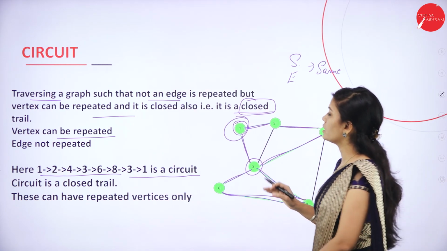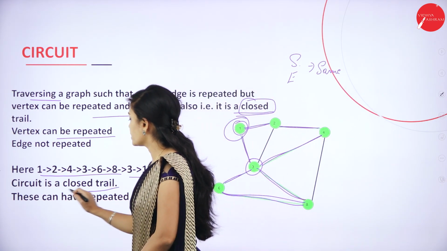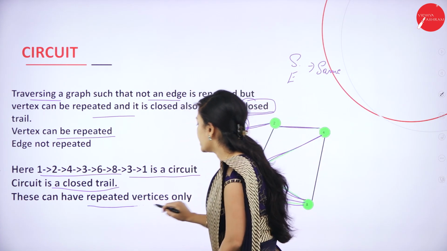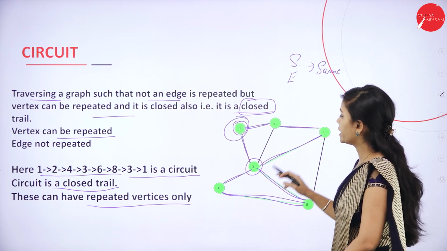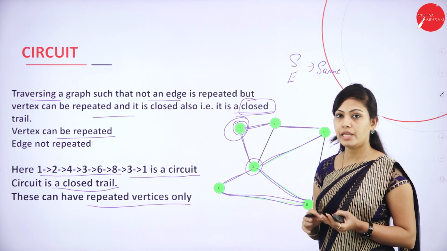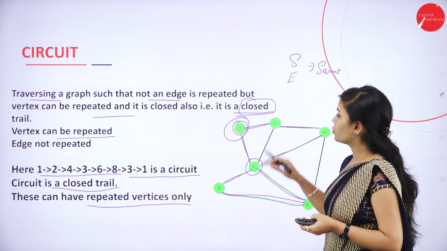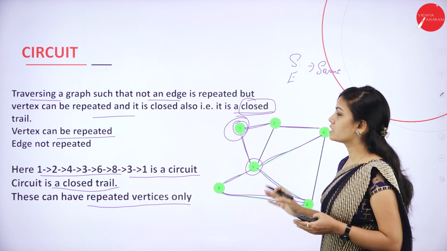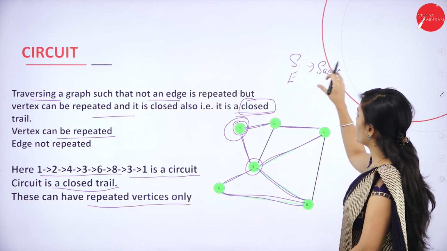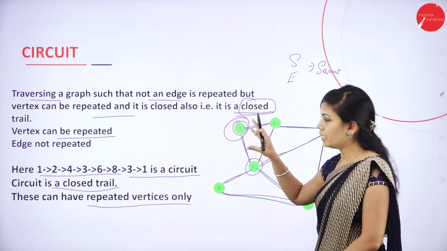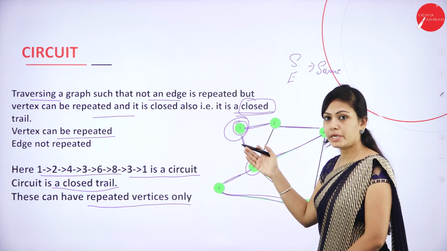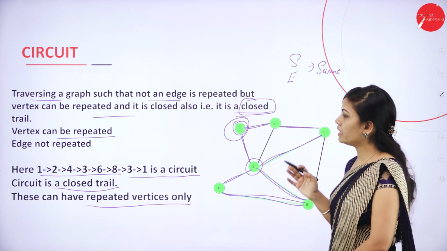It is a very simple concept, and here a circuit is a closed trail. So circuits can have repeated vertices only. Repeated vertices we can use, but we can't use repeated edges in a trail and circuit. Clear? So a trail is an open walk, a circuit is a closed walk. This is an example for a circuit. Starting point and ending point should be the same in a circuit, but it should be a closed walk. No edges can be repeated, but vertex can be repeated in a circuit.